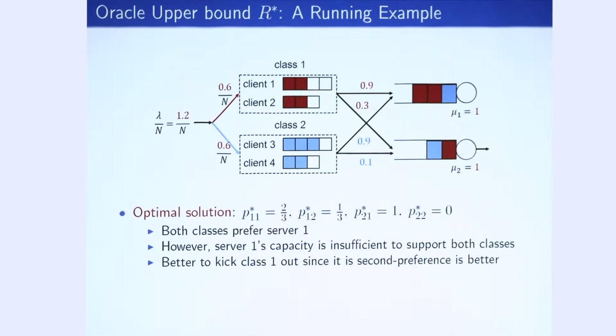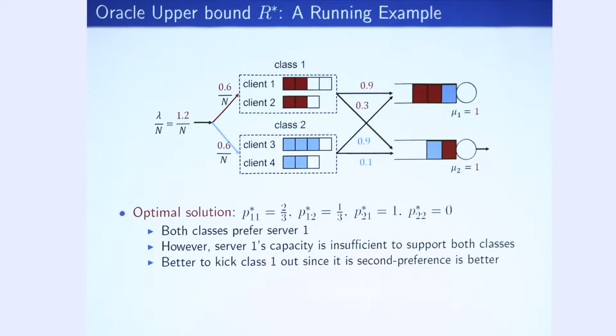The optimal solution turns out to be that for class 1, you split the traffic between server 1 and server 2, and for class 2, you assign all the traffic to server 1. Let's see why this is the case. The first thing is that both classes prefer server 1 because you get a higher payoff of 0.9 there. But the crucial thing is that server 1's total service capacity is only 1, which is less than the total arrival rate, 1.2. So server 1's capacity is insufficient to support both classes.